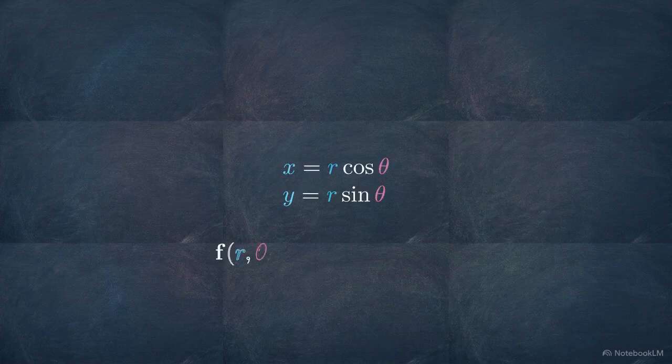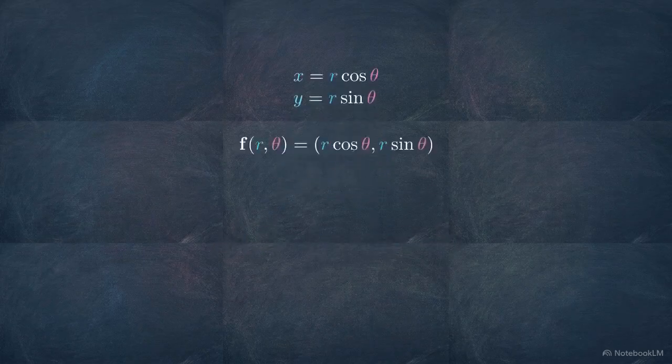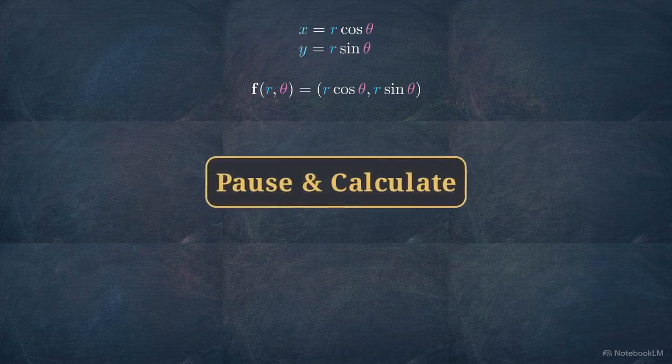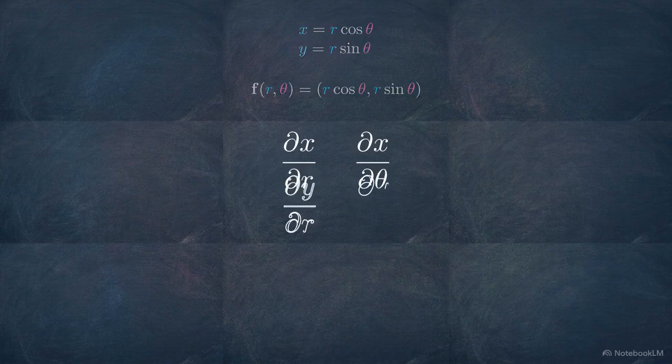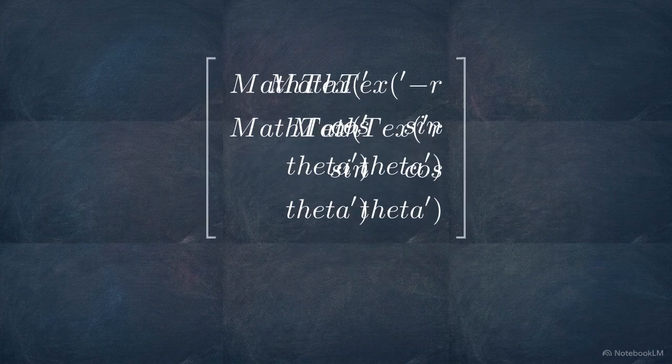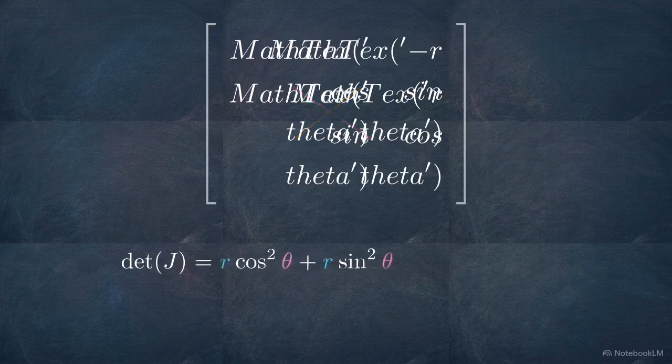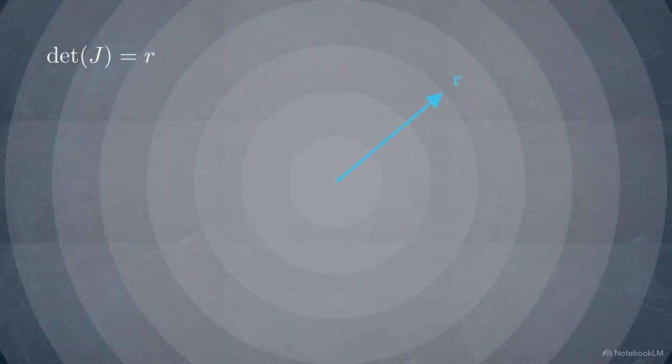Let's test this with a practical computation. This is the standard polar coordinate transformation, mapping radius and angle into x and y coordinates. Pause the video here. Construct the 2x2 Jacobian matrix for this equation and compute its determinant. Taking the partial derivatives of x and y with respect to r and theta reveals the matrix. Multiplying the diagonals and subtracting shows that the final determinant simplifies to exactly r. Because the determinant equals the radius, it is non-zero everywhere except at the exact origin. The theorem guarantees invertibility for any non-zero radius.